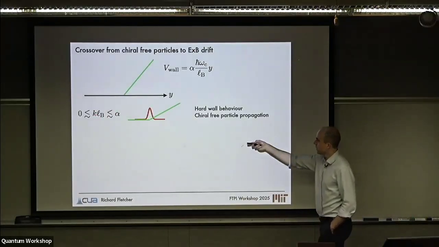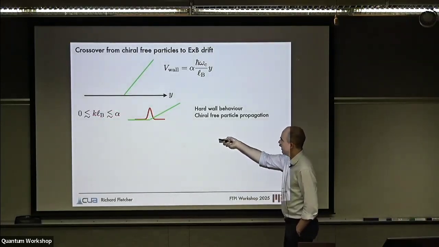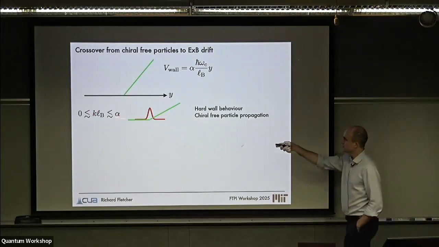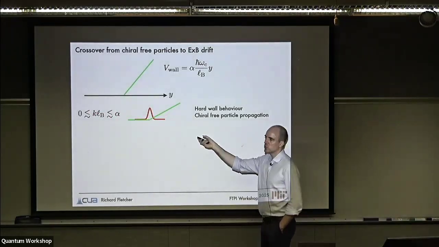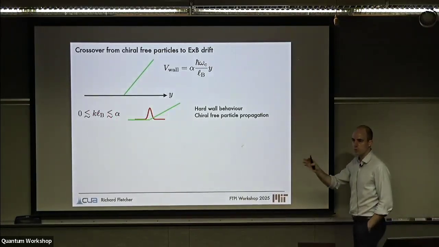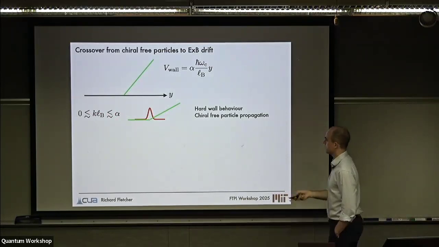If the wave vector of your mode is comparable to alpha, then that means that your wave packet will explore this kink. And so at that point, as long as alpha is much larger than 1, it shouldn't really matter whether it's 10 or 100 or a million. At some point, you just have hard wall behavior independent of the value of alpha.